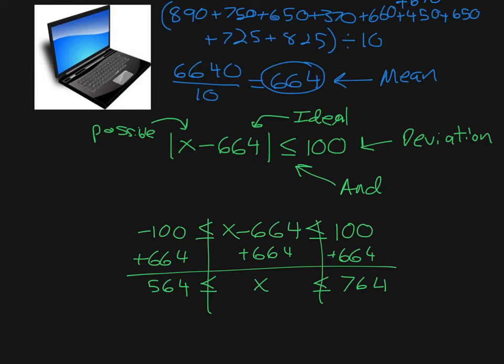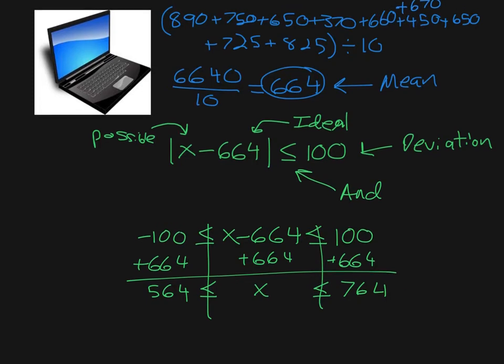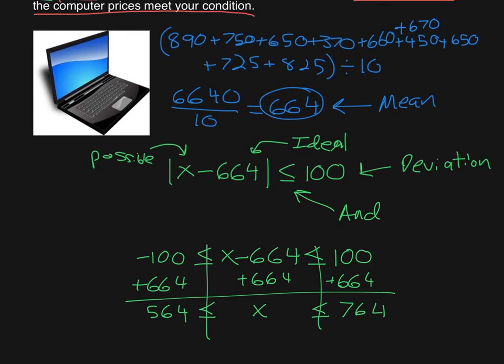Now, to actually answer the question, how many of these computers would fit within this range, would we actually be willing to buy, we have to look at all of our various prices. So let's scroll back up a little bit here. Our prices that would work include 750, 650, 660, 670, 650 again, and 725. So we have 1, 2, 3, 4, 5, 6. 6 of those computers would fit within our given range.